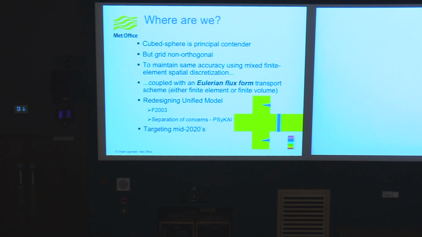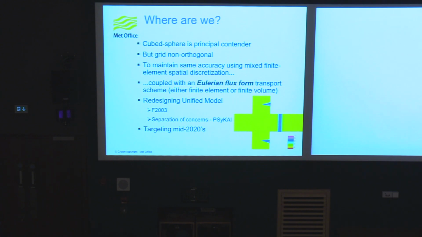And so I'll just finish up by saying, well, where are we? As I said, the cube sphere is the principal contender. The challenge for us from a dynamics point of view is the lat-long grid has some very nice properties. It's an orthogonal grid, whereas moving to a cube sphere grid, which doesn't suffer from singularities at the corners, is a non-orthogonal grid. So getting our numerics to work well on that has been a big challenge.